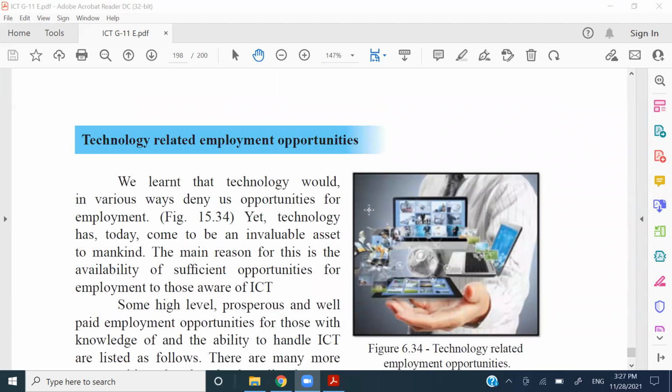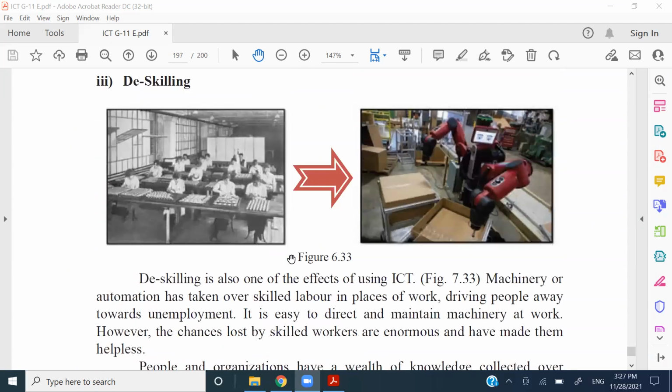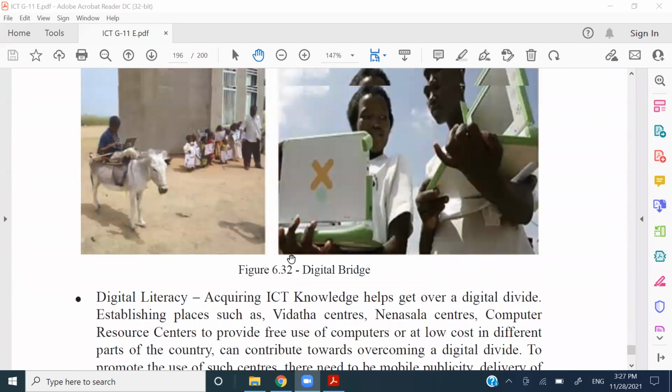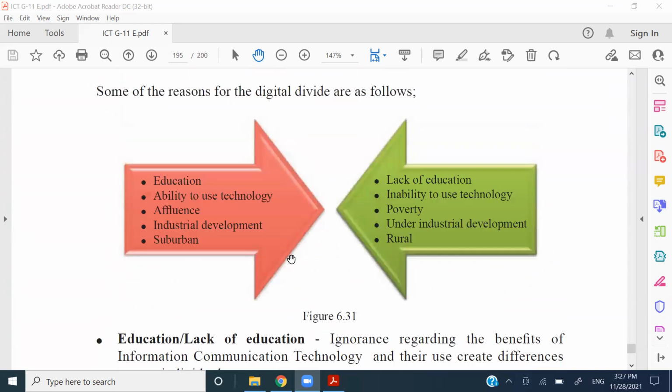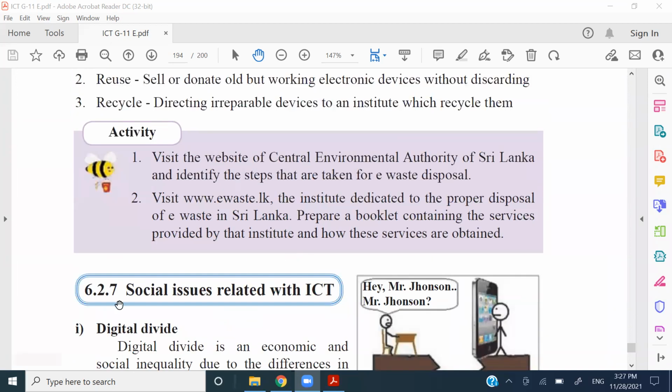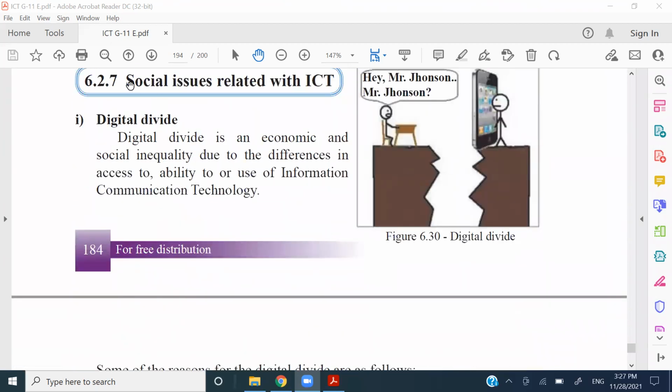Before we move to the technology related employment opportunities, let's write down the things that are important regarding this. So please have the heading social issues related with ICT. Regarding digital divide, you may copy this down.